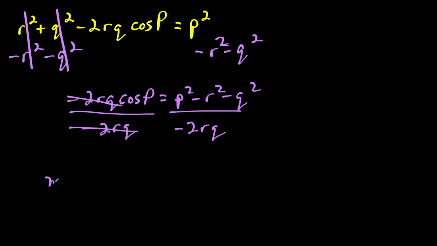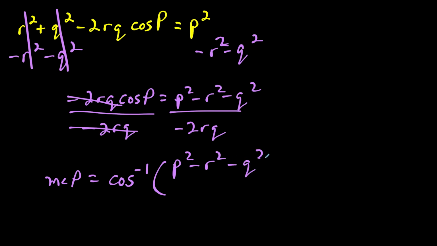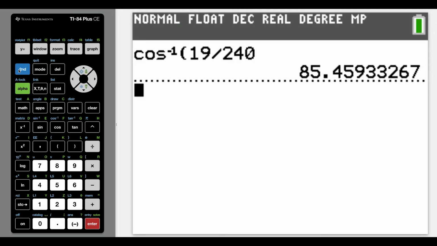So now if we want to find the measure of angle P, how do we get cosine to cancel out? We could do the cosine inverse of both sides, and that's going to get cosine to cancel, and we'll have cosine inverse of p squared minus r squared minus q squared over negative 2rq. The benefit of doing the question this way is that we could just plug in the values of p, q, and r right into this expression, and it's going to tell us the measure of angle P all in one shot. So let's try that method out.